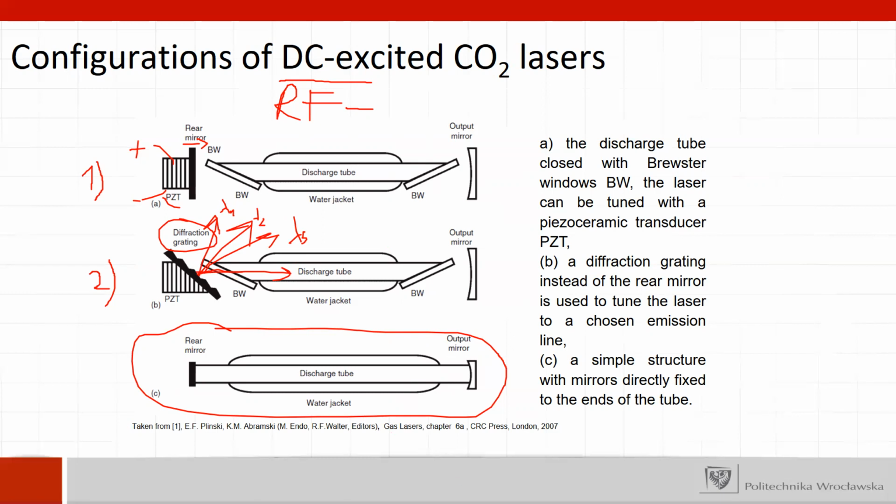All the remaining wavelengths will be reflected, but only one wavelength will exist in this configuration. If we have the simple scheme of a tube with fixed mirrors, then you can do nothing, but it's a simpler structure.